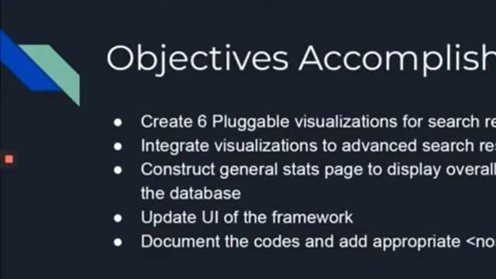Moving ahead, these were the 5 main objectives I accomplished this year during GSoC. First, I created 6 different pluggable visualizations for the search results. Pluggable in the sense that it is developed in modules so that it can be placed anywhere we want. Second, I integrated visualizations into the advanced search results page, all these 6. Third, I constructed a general stats page to give a high level overview of the stats present in any specific table in the database.